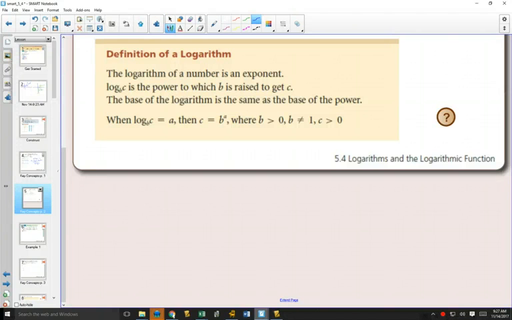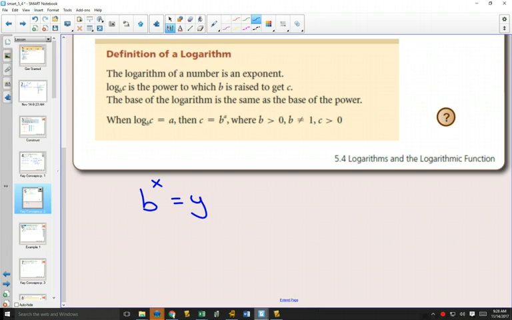So the definition of a logarithm is that it is the inverse of an exponential function. What it does is help us solve for x in an exponent when we haven't been able to do that yet because we haven't had an inverse. I'm going to change the letters actually. I'm going to use x and y.